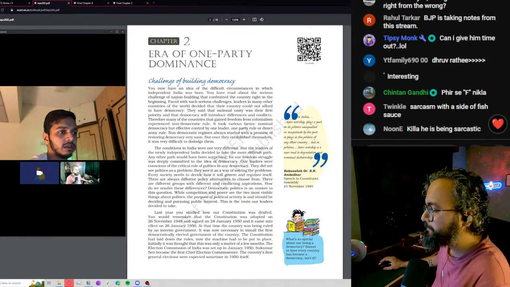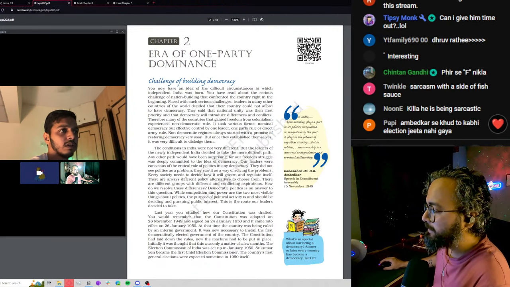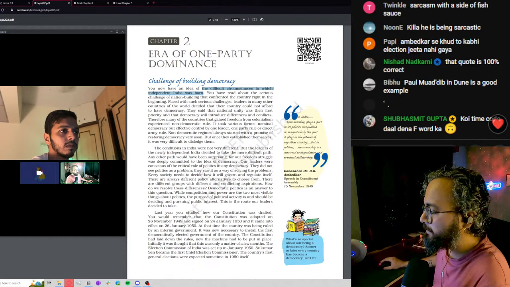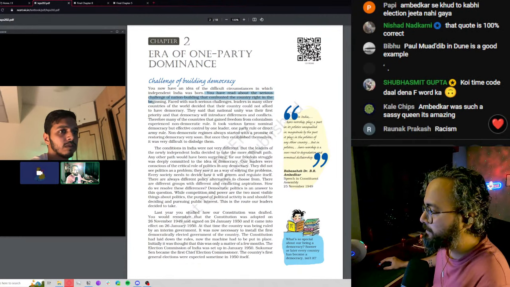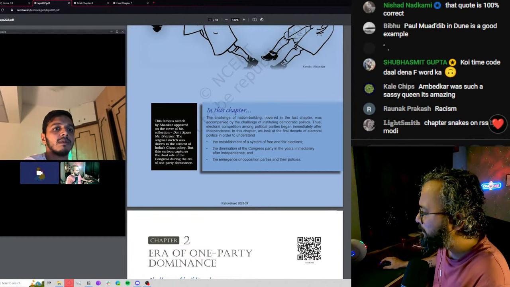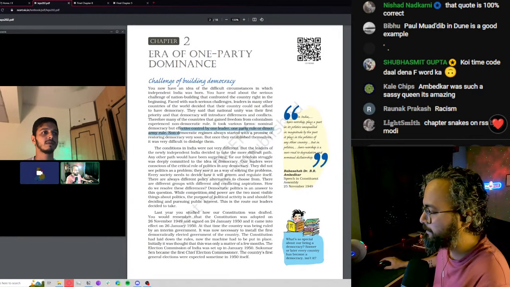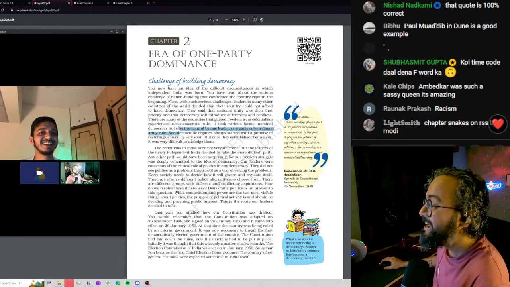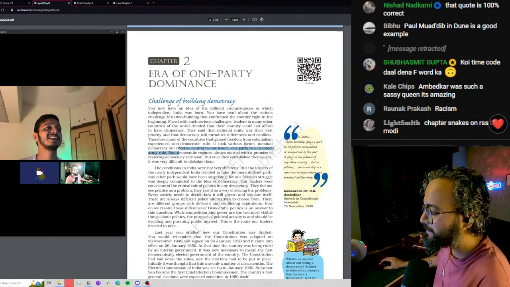Let us read Challenge of Building a Democracy. You now have an idea of the difficult circumstances in which independent India was born. You have read about these stories, challenges of nation building. Arre, ye kya copy paste kiya hai kya? Hai, copy paste upar se hi niche dal diya. Okay, anyway. Isiliye rationalize kiya hai. Like repetition to ek page dusre page mein hai. Anyway.